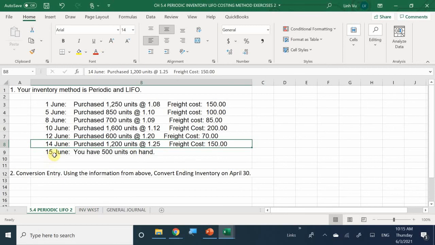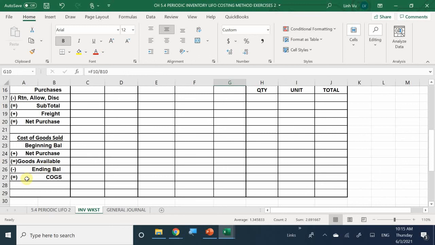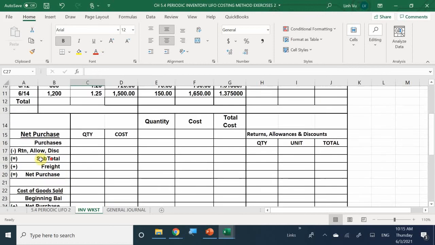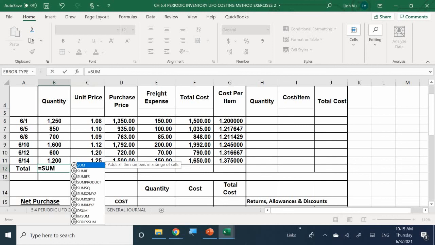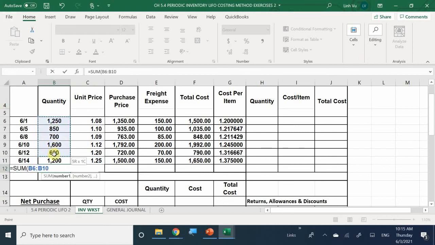So it says here that on June 15, we have a total of 500 units available. All right. So 500 goes right there. First thing we have to do is sum up our totals. So what was the total quantity in purchases I made?